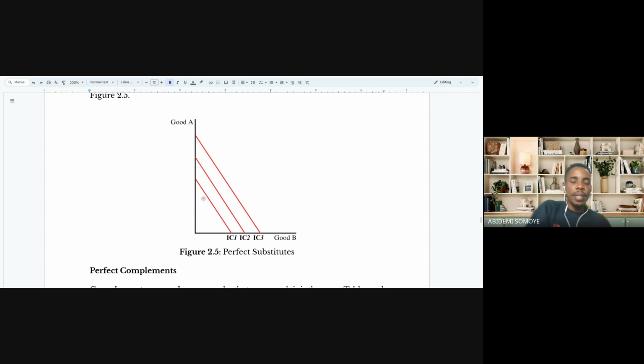Constant slope simply means that you have to always give up the same amount to have an extra unit of that, one for one. Okay, or two for two, or three for three, or four for four, or five for five.